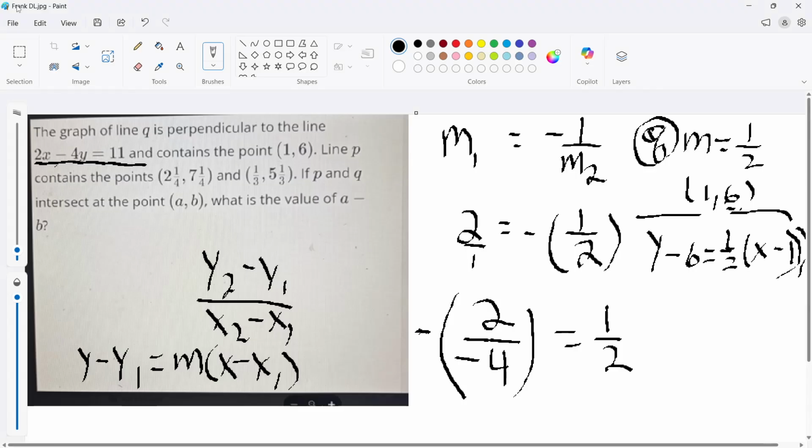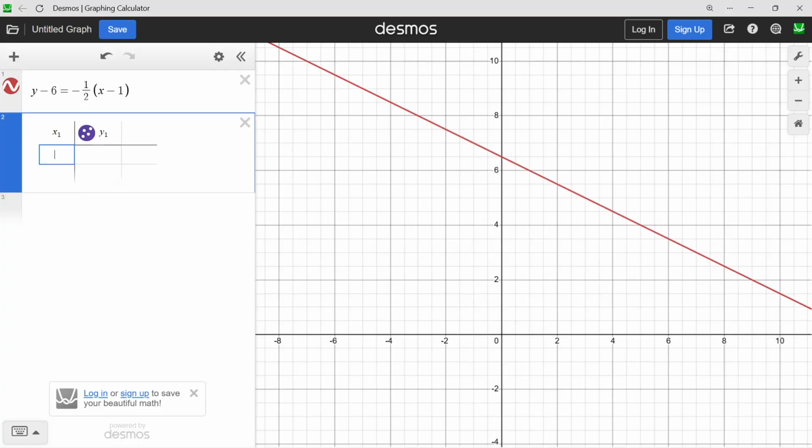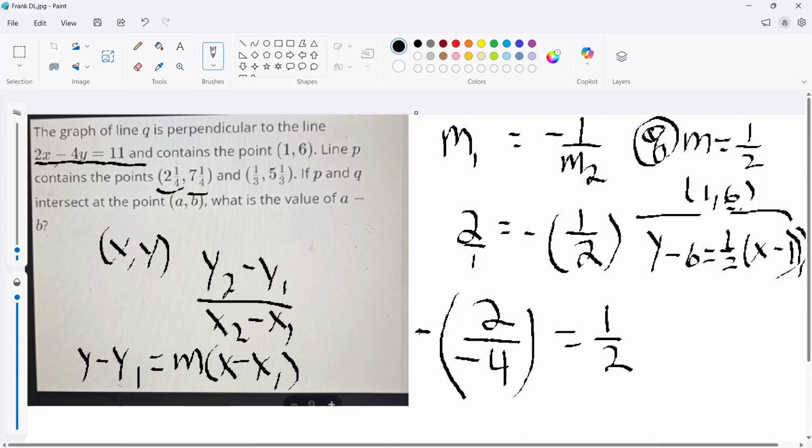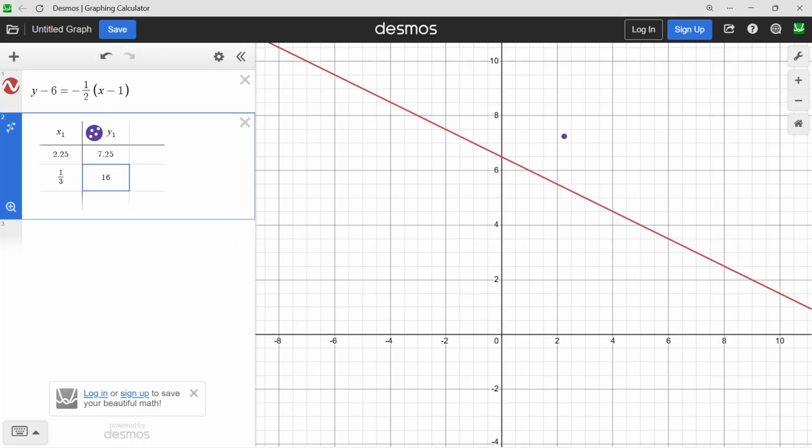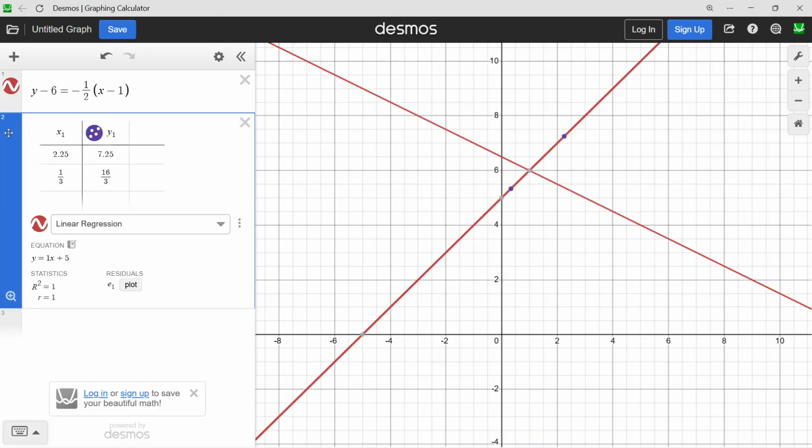I'm going to make a table, and I'll give it my x1, y1. Every point is x, y. So 2 1/4, which is 2.25, and 7 1/4. And then my second point: I'm just going to write that as a fraction because it's 0.33333 forever, and I would never get it exact. I'd have to put in an infinite number of 3's. And 5 1/3: 3 times 5 is 15, plus 1 is 16, so to write that as an improper fraction, 16/3. And now I can press this button with the dots in a line, add regression, linear regression. That is the second line.